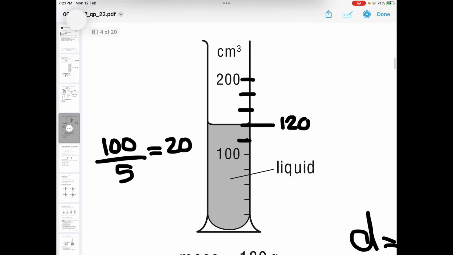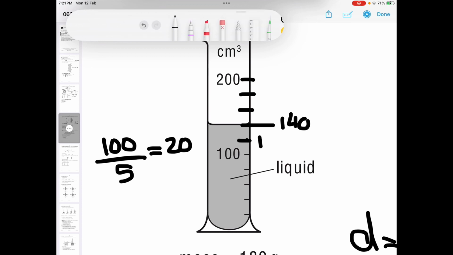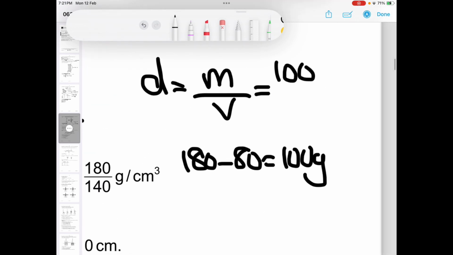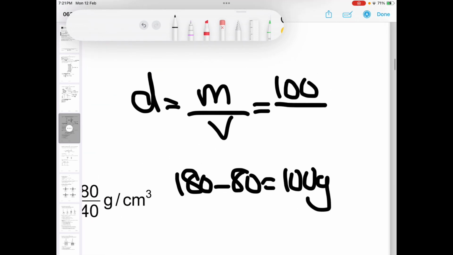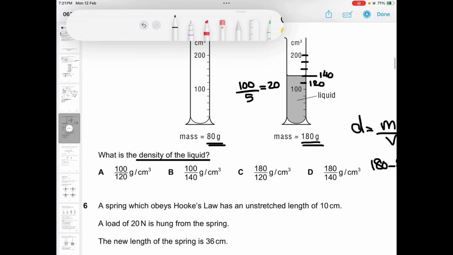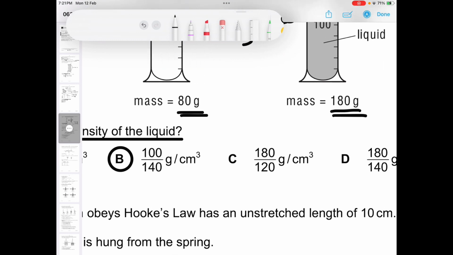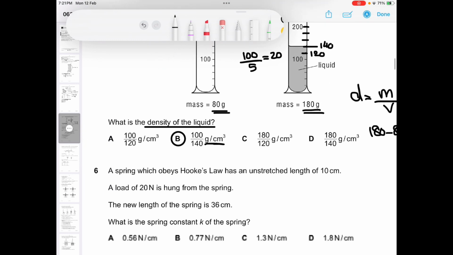So this is 140, not 120, as the second up. Okay, so this is 140, this is 120. So the volume is 140. 100 over 140, so it's 100 over 140 gram per centimeter cubed.